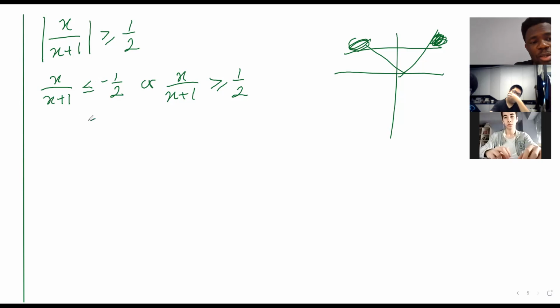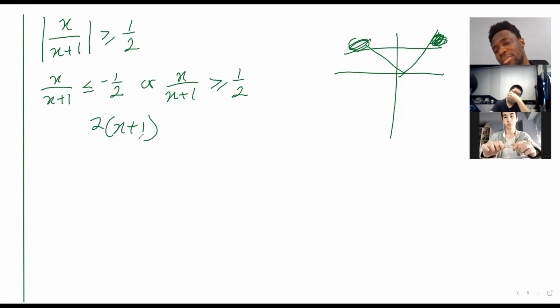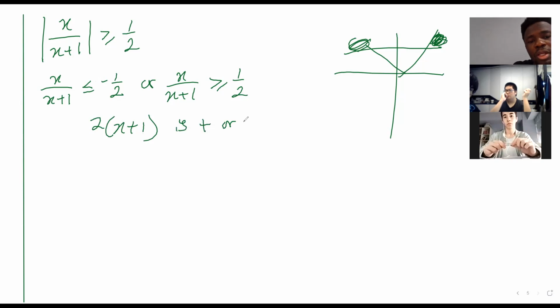Normally, we're supposed to multiply by 2 bracket x plus 1 to clear the fraction, yes? But we don't know if 2 bracket x plus 1 is positive or negative. So we don't know if we are to reverse the sign or not. That is why when you have a situation like that, it is just better to square both sides.